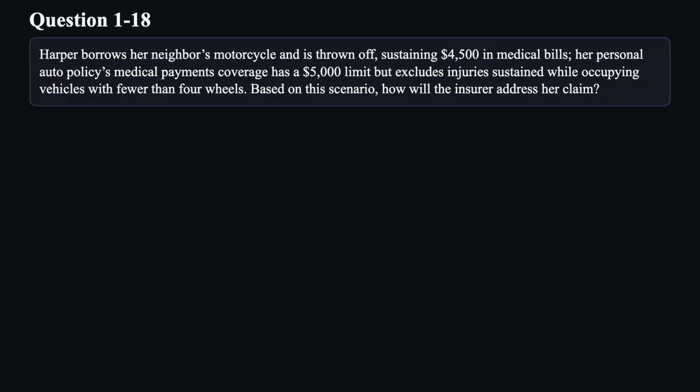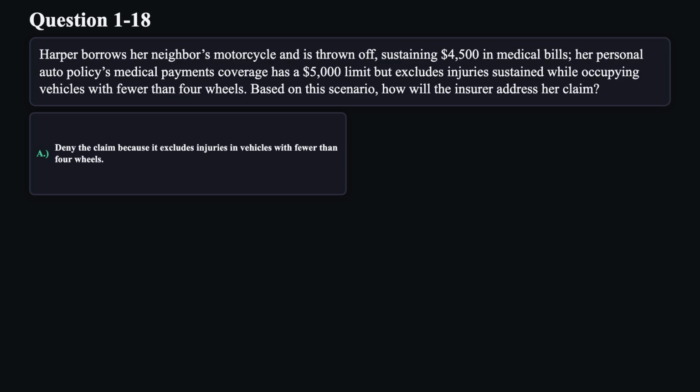Question 18. Harper borrows her neighbor's motorcycle and is thrown off, sustaining $4,500 in medical bills. Her personal auto policy's medical payments coverage has a $5,000 limit, but excludes injuries sustained while occupying vehicles with fewer than 4 wheels. Based on this scenario, how will the insurer address her claim?